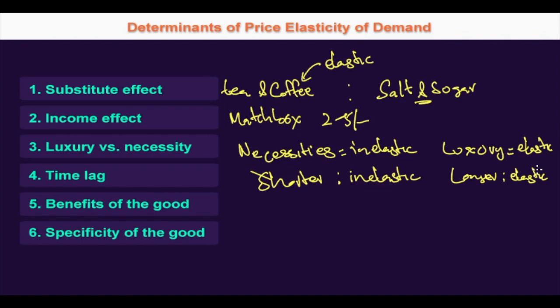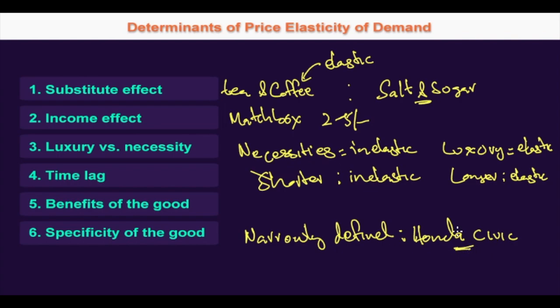And the final one is the specificity of a good, that is, how well it is defined. In general, the more broadly a good is defined, the lower the price elasticity of demand is. This observation is very close to the substitute effect also. For example, if you take a narrowly defined product, such as the Honda Civic car, it might have several substitutes, so people might switch from Honda Civic to another car. But if the commodity is broadly defined, like car in general, then consumers might not switch away from cars entirely. So how specifically the good is defined determines the price elasticity of demand.